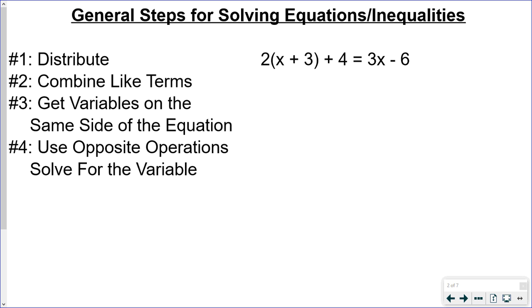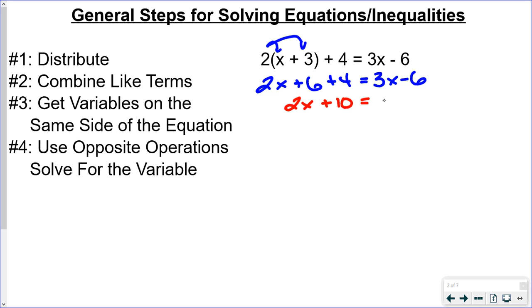So the first step is to distribute, and that's only if you have distributive property in the problem. This one does, so here's distributive property right here. So that's what we're going to do first. And so then we get 2x plus 6 plus 4 equals 3x minus 6. The next step is to combine like terms. And remember, you can only combine like terms that are on the same side of the equal sign, on the same side of the equation. So I can combine this 6 and this 4 together here, and I get 2x plus 10 equals 3x minus 6.